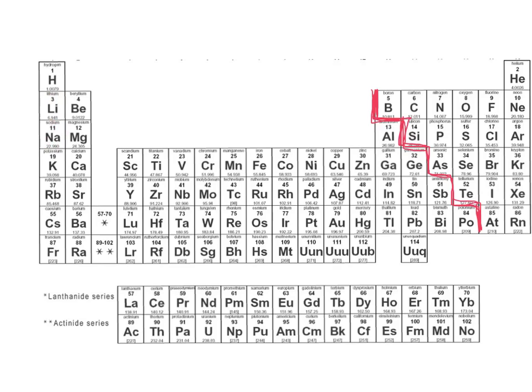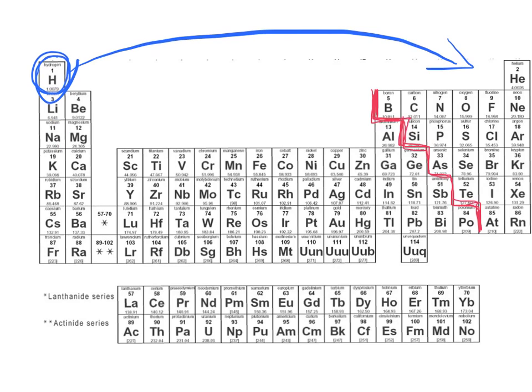The only exception is hydrogen. Hydrogen is a nonmetal, and the nonmetals are on the right side of the stair step. So all these are nonmetals. A lot of them are gases at room temperature, or liquids at room temperature. They don't conduct electricity well. They're not good conductors of heat. So metals and nonmetals are sort of opposites.